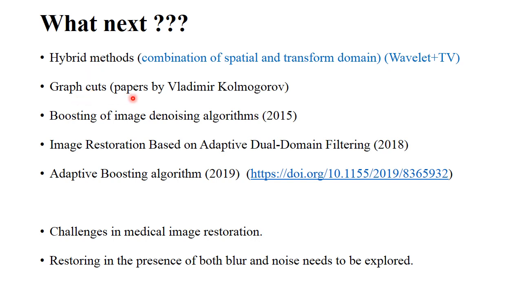So graph cuts, there are several papers from Vladimir, you can just go through that. Then boosting of image denoising algorithms, as far as the denoising methods are concerned, this is one of the good methods on which papers are being published. It was introduced in 2015. And then adaptive dual domain filtering, then adaptive boosting, an extension of this boosting filter, published in 2010. You can just go through this link for this paper.